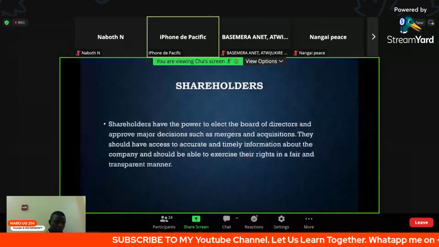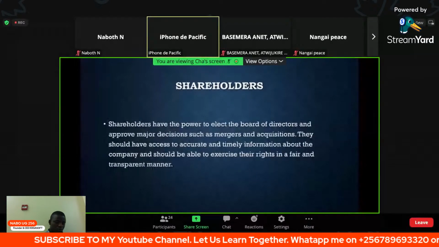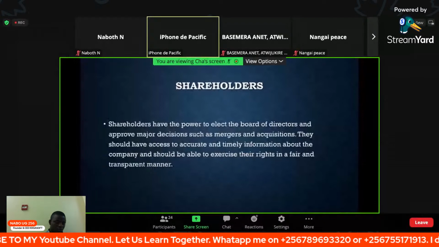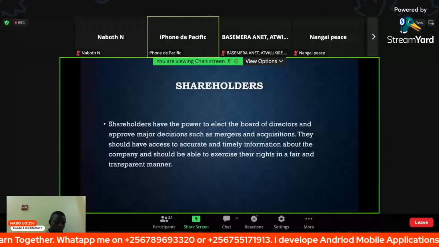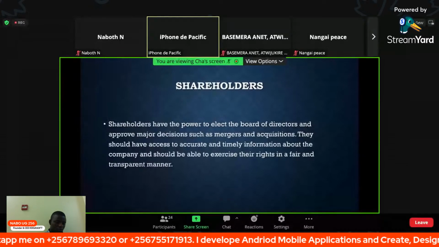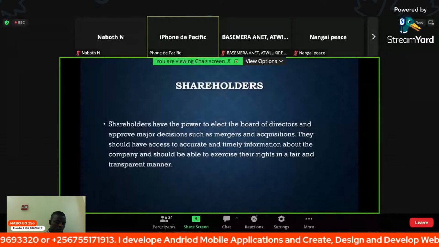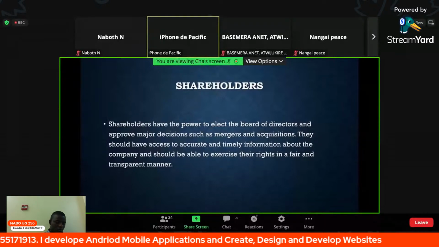Then we also have the shareholders. Shareholders have the power to elect the board of directors and approve major decisions, such as mergers and acquisitions. They should have access to accurate and timely information about the company and should be able to exercise their rights in a fair, transparent manner.